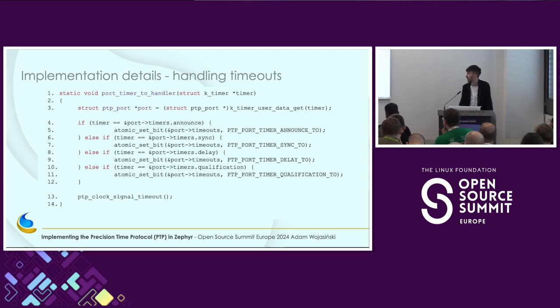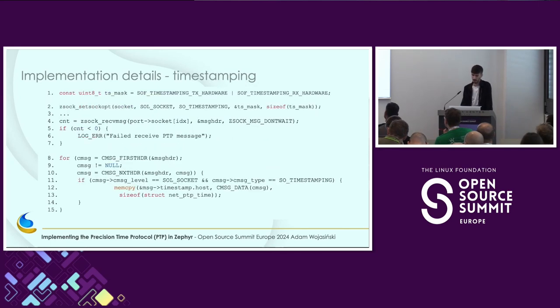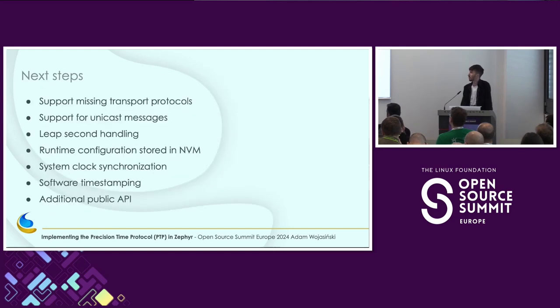Moving to some timer handler, here are some atomic bit masks for all possible timeouts that can occur in the protocol. And here is the way how the timestamps are retrieved from the packets. So what are the next steps for the protocol? I would like to add some missing transport protocols, add support for multicast messages to reduce messages forwarded between all the nodes, and then add some runtime configuration stored in non-volatile memory, and anything else that will come to my mind.